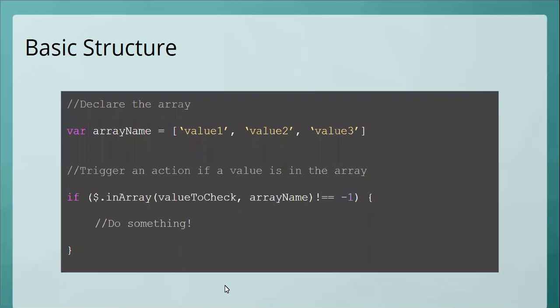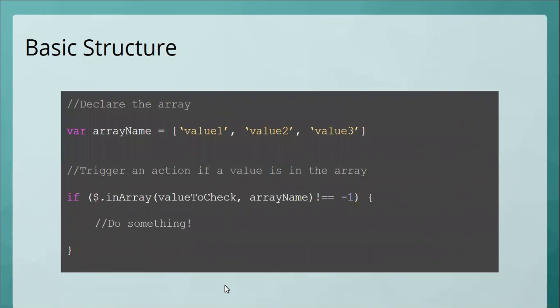So this is the basic structure of an array. You're declaring your array in the variable: variable, array name, and then your different values. So for me, it's like the username or the library code in the value spot.